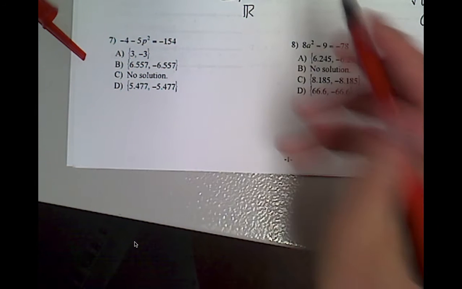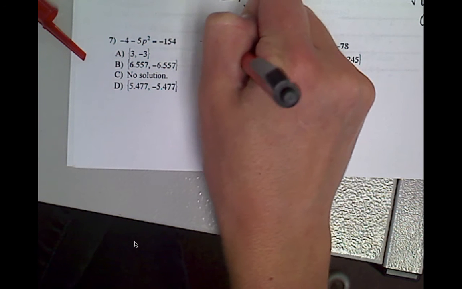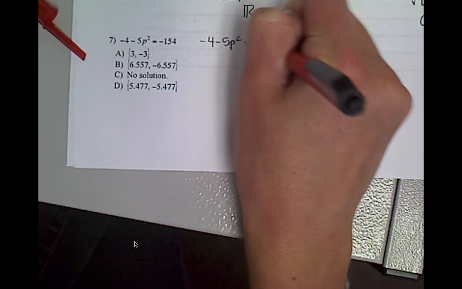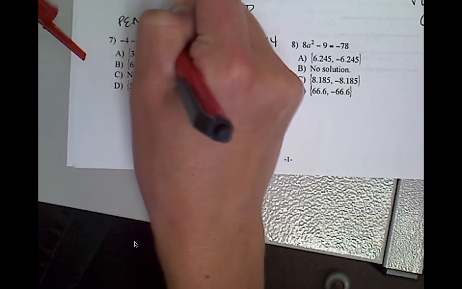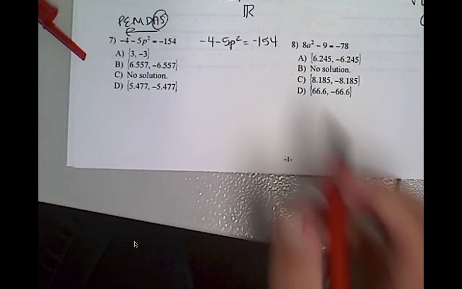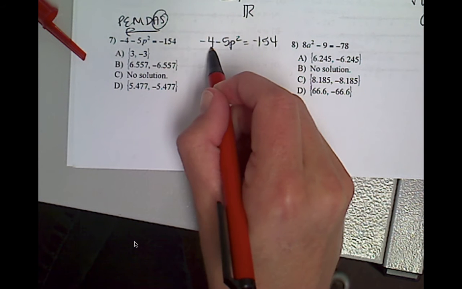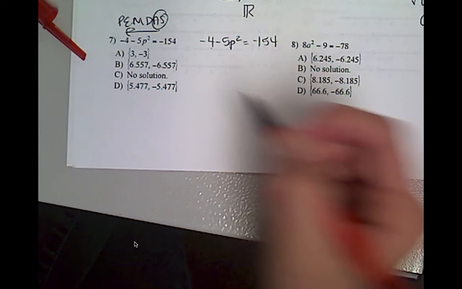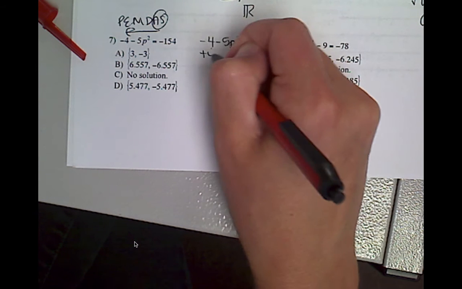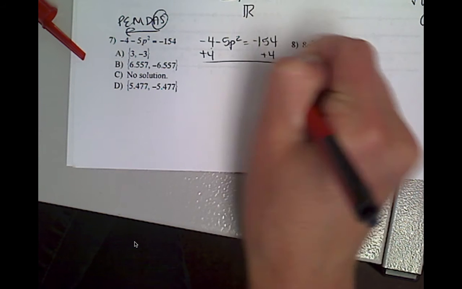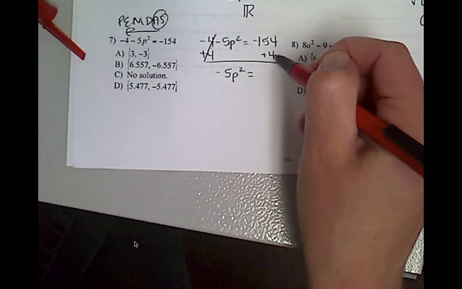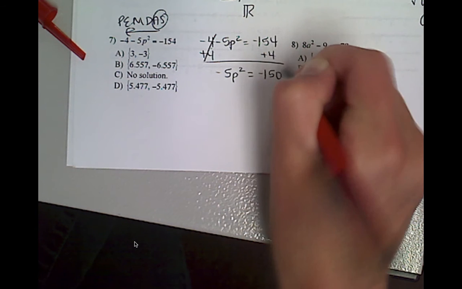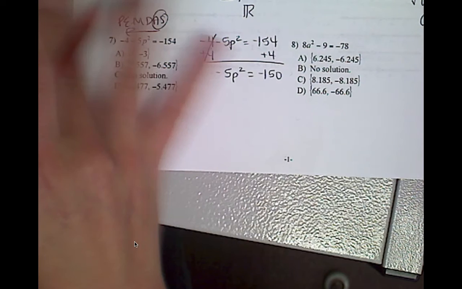Okay, number 7. We got negative 4 minus 5p squared equals negative 154. Once again, we're doing PEMDAS backwards, so we're going to take care of the addition and subtraction first. Okay, I see a minus 4, so to undo a minus 4, I kind of think of the opposite of a negative as a positive. So I'm going to add 4 to both sides. This cancels, and you're left with negative 5p squared equals this plus this leaves you with negative 150. Check that in your calculator if you don't know it. There's nothing wrong with that.